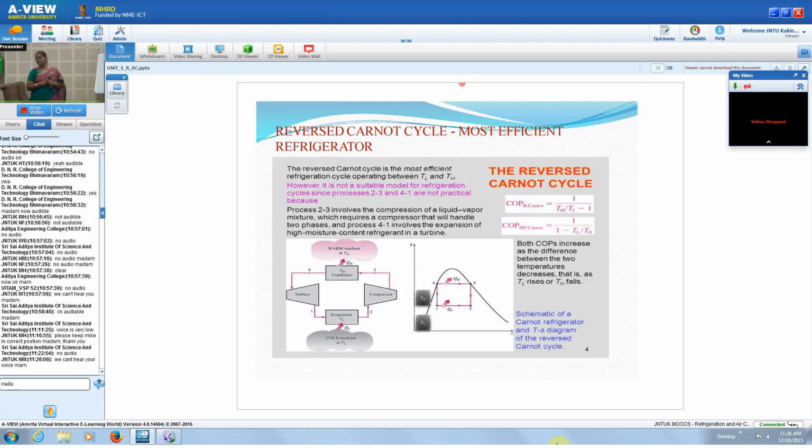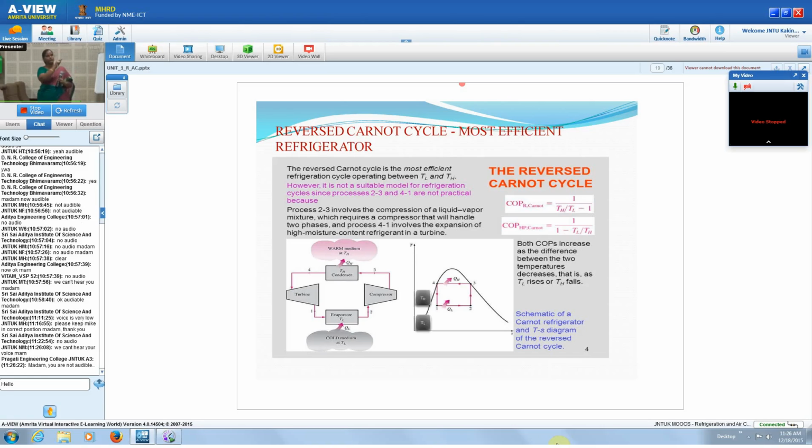handle two phases. If you see the process 2-3 in the TS diagram, 2 is nothing but the inlet of the compressor, where the refrigerant is at a low temperature and pressure. That will be compressed in the compressor. 2-3 involves the expansion of high moisture content. In air refrigeration, air is not changing its state, so the curve given in the TS diagram is not having any significance.